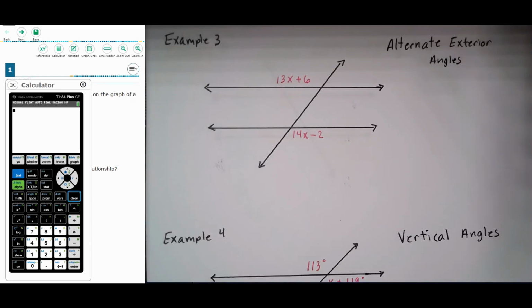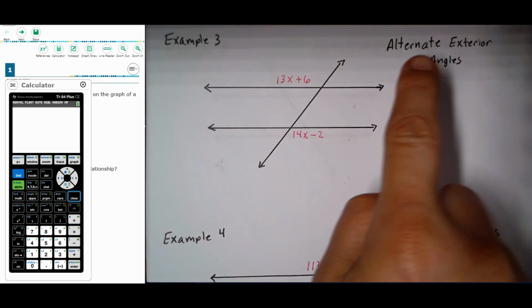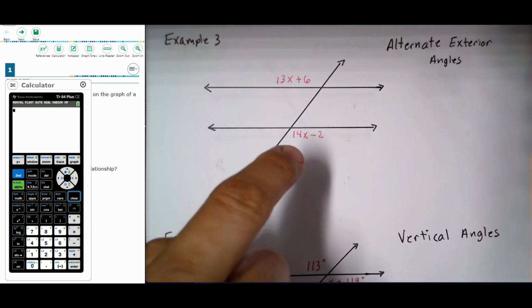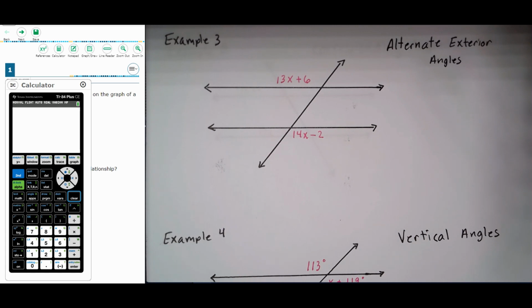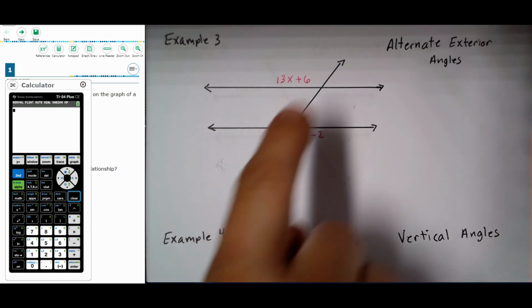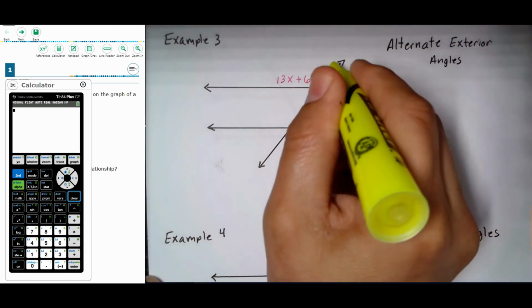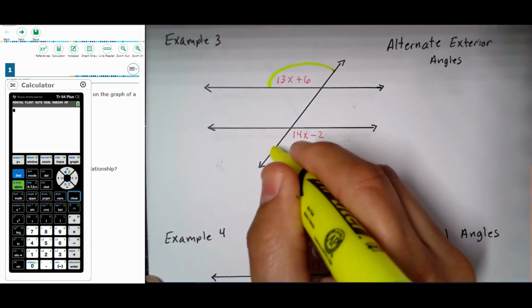In this problem, notice we're looking at a situation that has alternate exterior angles. The angles lay outside the parallel lines on either side of the transversal, so therefore they are alternate exterior. Now let's go ahead. I'm going to just highlight these real quick. We're going to do a couple different things.